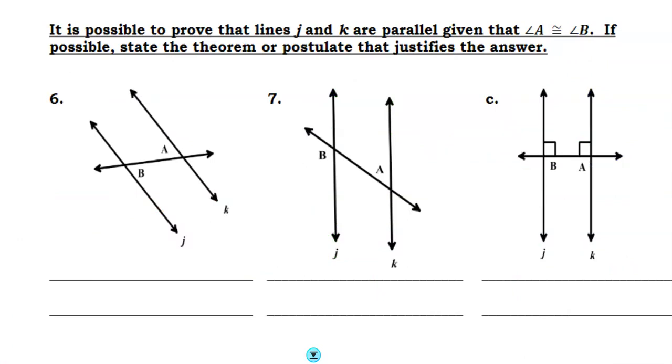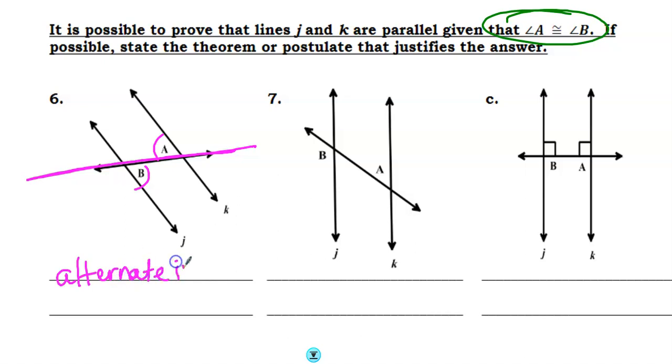All right, so we have to prove if they are parallel or not. Same idea, given that A and B are congruent. They told us that they were congruent, okay? So again, these are congruent, and they are alternate. Here's the transversal, so they're alternate interior. So yes, J is parallel to K.